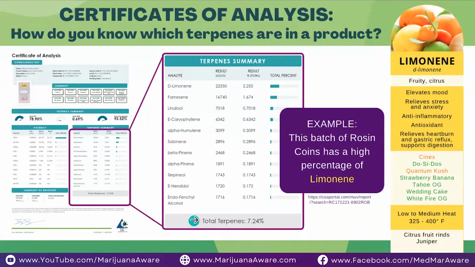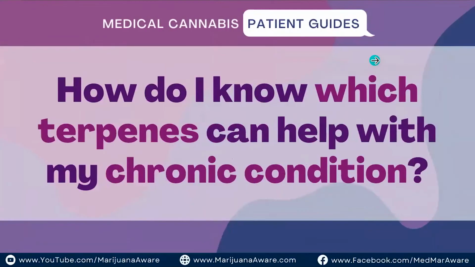Right. And in this particular case, the terpene profile is about 7.25%. Now that's pretty high. Most products are usually between 3 and 4%. Correct. Yeah. So this certificate of analysis is specifically for a rosin coin, which is a form of concentrate. And so the terpene percentage will be higher than you would find in, say, flower. For flower, the normal terpene range is anywhere from 1 to 2%, up to maybe 3 to 4% at the high end.